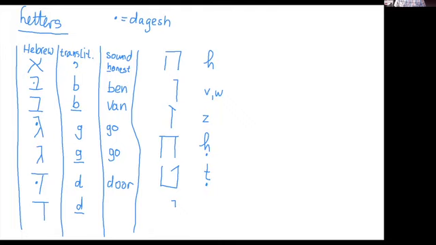Okay. So this is He, Vav, Zayin, Chet, Tet, Yud. And the Kaf is below here, with a hard K sound. The Yud is written as a Y. And the Kaf is written like a K.